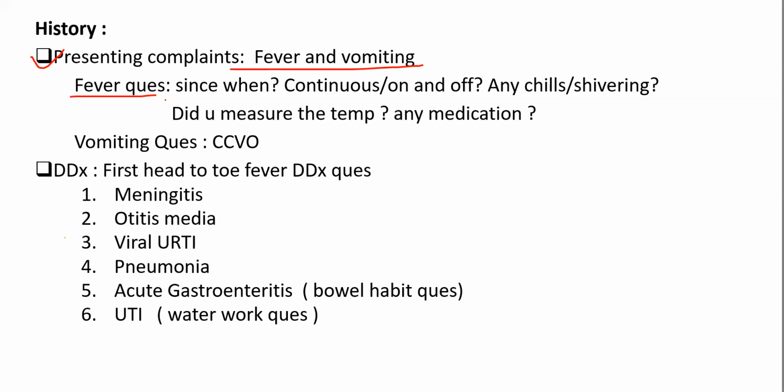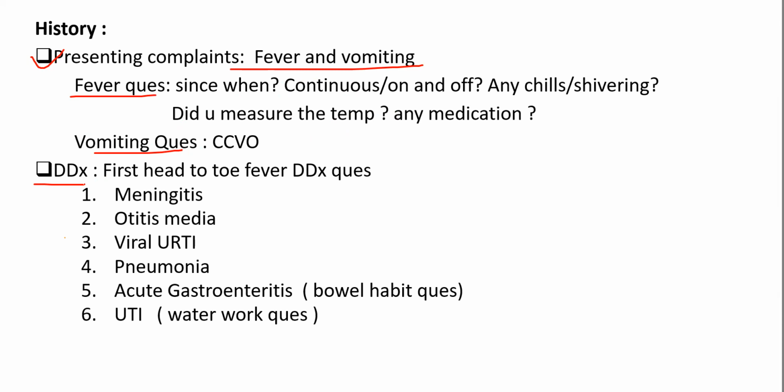So if fever comes first, then since when did the fever start? And did you measure the temperature? What was the highest temperature? Is it continuous or on and off? Any chills or shivering? And did you give any medication? And if that helped. So those are the fever questions for every fever. Vomiting questions remain the same, so CCVO. Then go to the differential diagnosis one by one.